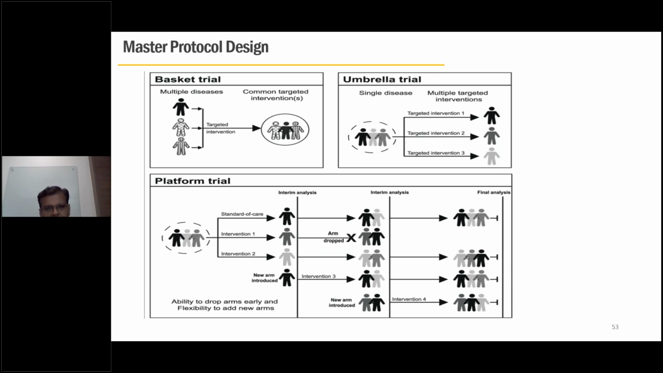And this is an amalgamation of both. If you put it up, it's known as a platform trial. As the name suggests, for example, you are standing on a platform, and there is a train which has been coming. The train comes from far off places.